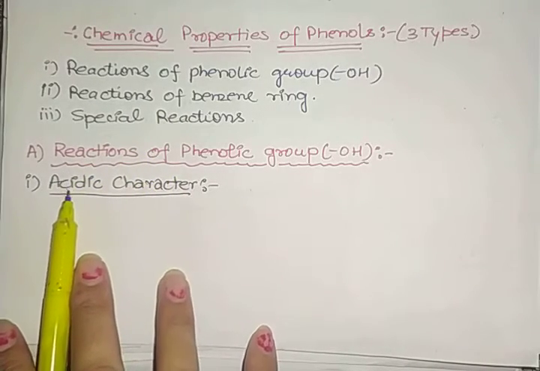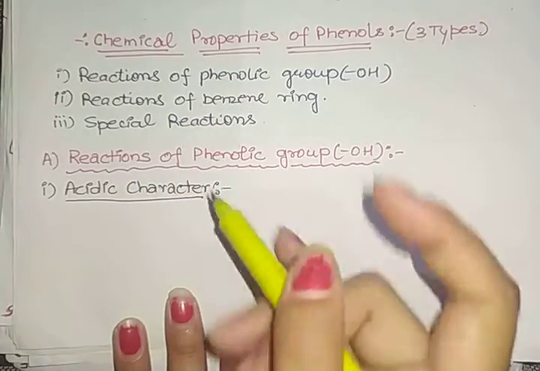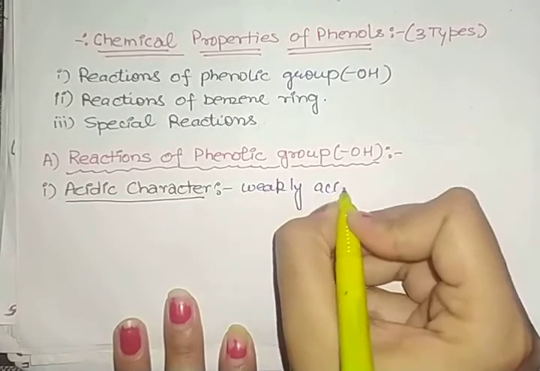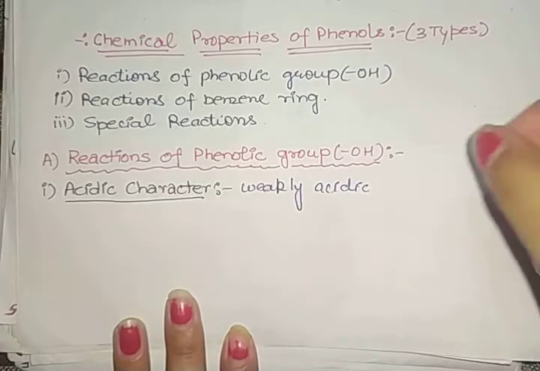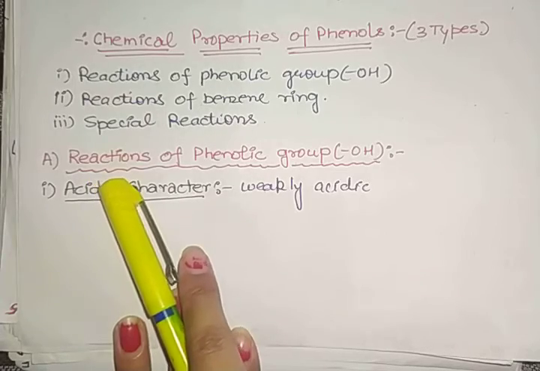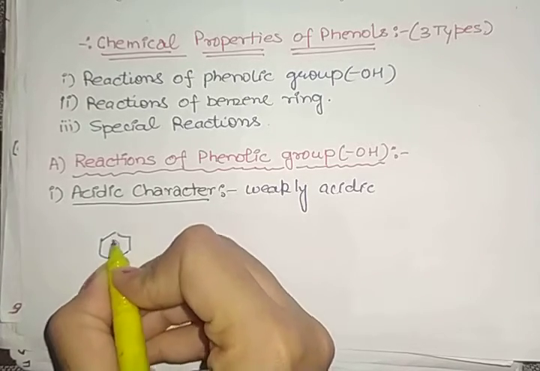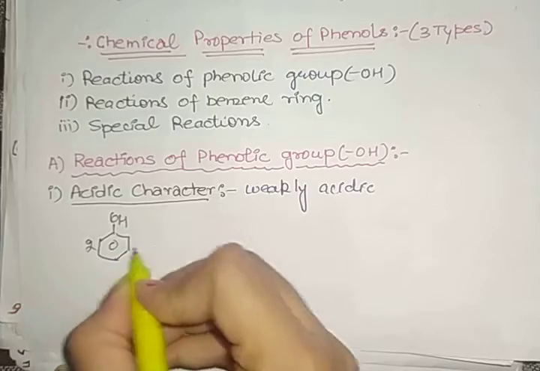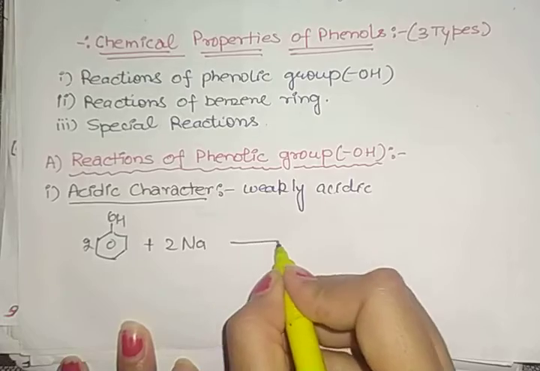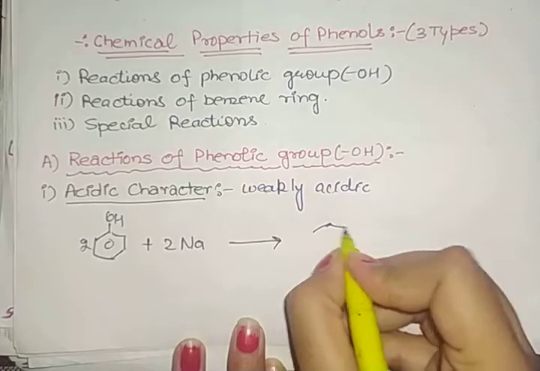In this first one we have acidic character. Phenols are generally weakly acidic in nature. These are not strongly but weakly acidic. They turn blue litmus paper red and react with alkali metals to form their salts. So if I take phenol as an example and treat it with sodium metal or sodium hydroxide, it will form a salt of the compound.